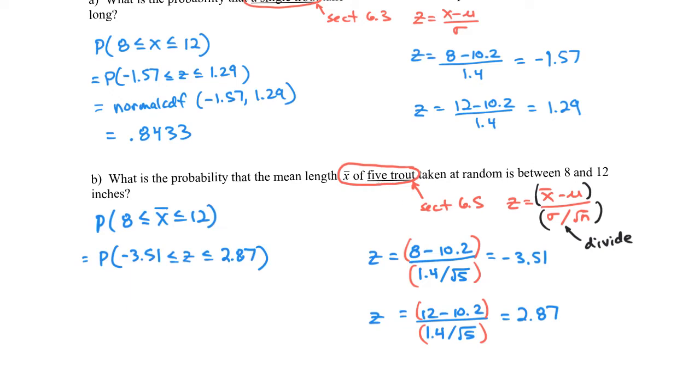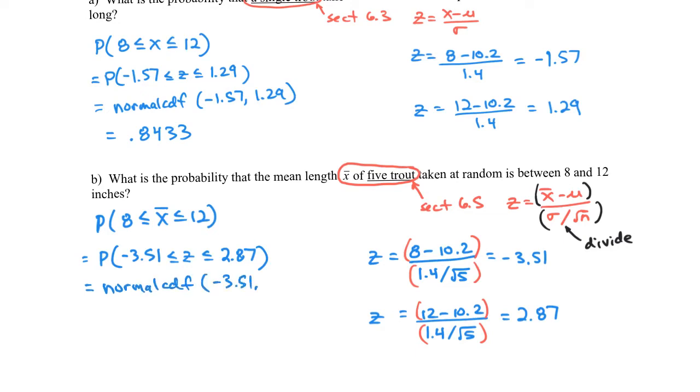So when we figure these out, if you just think about what this is asking, if you go under the standard normal curve, because remember this is standardized now, these are z-scores, between negative 3.51 and 2.87, you're going to have a lot of that curve underneath here. This is going to be close to 1, right? It's going to definitely be bigger than 0.8433. So we head to the calculator, and see what the calculator says.